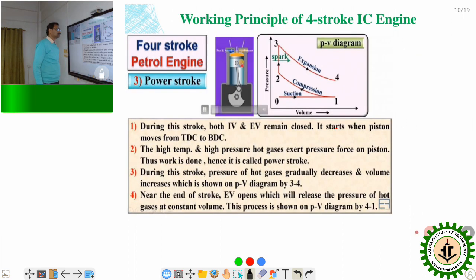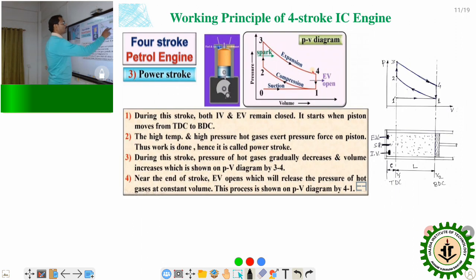Next, expansion 3 to 4, another stroke, and 4 to 1 will be the exhaust. The exhaust valve will be opened at the end of the expansion stroke, and suddenly with very high pressure some of the smoke will go outside, but there will be no stroke.